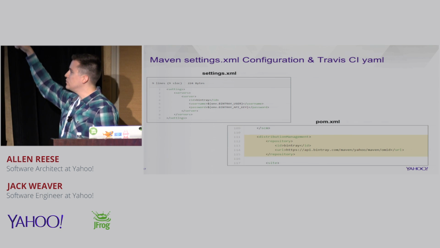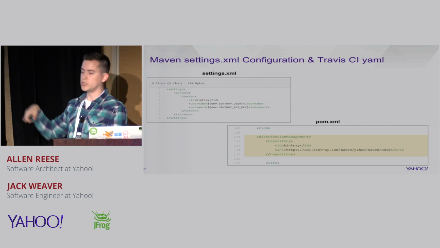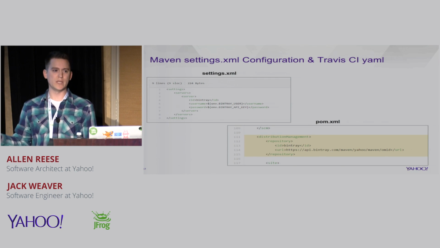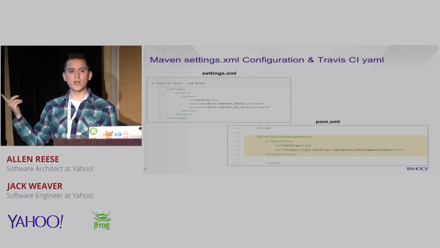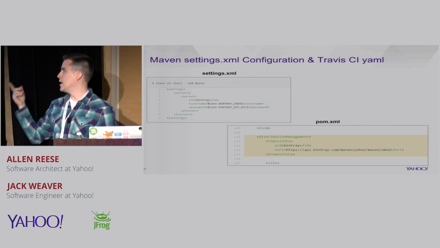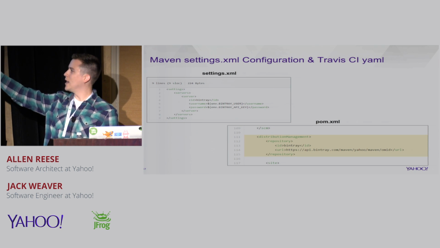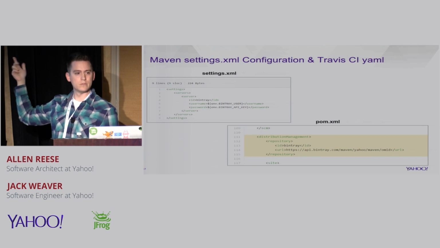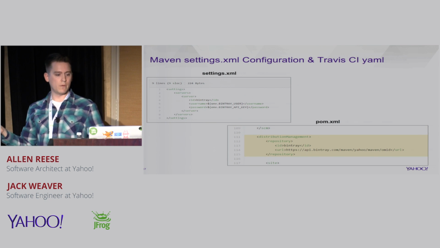And then the next thing is you need to point your distribution. You got to point Maven to where the distribution's at. I used an example project we have at Yahoo called Omid, and the full URL is api.bintray.com, maven, yahoo, maven, omid. Pretty straightforward.